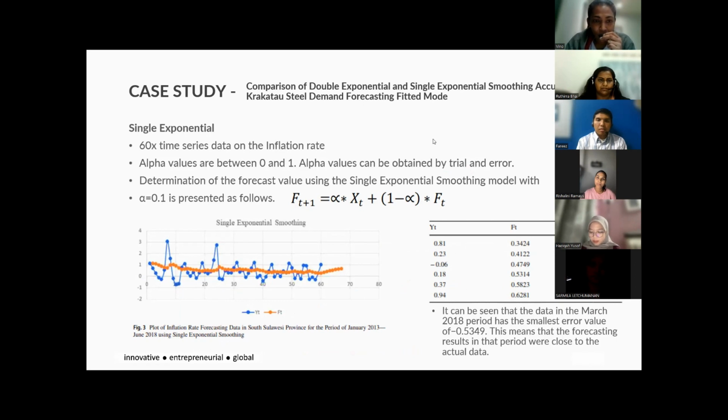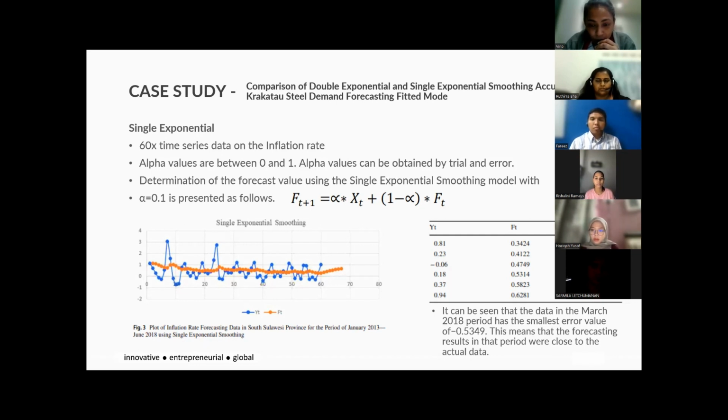Okay. So this one is on the single exponential smoothing model using the time series data on the inflation rate, which only uses one parameter, which is alpha. The alpha can range between 0 to 1. So this is the formula that we use: ft plus 1 equals alpha times xt plus 1 minus alpha times ft. So we need to tabulate to get the MSE and also MAPE, and then from there we need to evaluate the YT and also the FT.